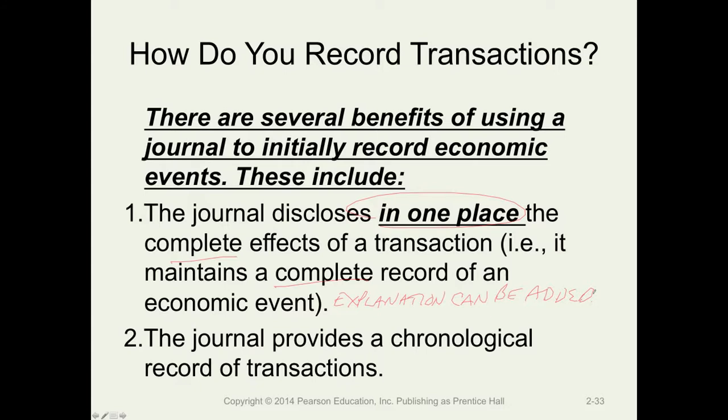Now, typically, for standard transactions, explanations are not used. And what do we mean by a standard transaction? Well, if Smart Touch buys office supplies, they debit office supplies, credit cash. When you see that, you know what happened. They use cash to buy office supplies. However, explanations can be very useful if the transaction is unusual and not part of the company's normal operations.